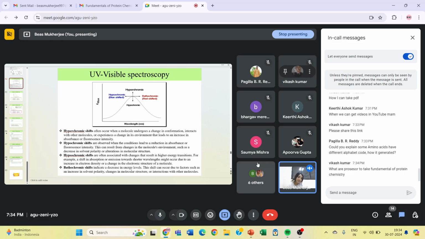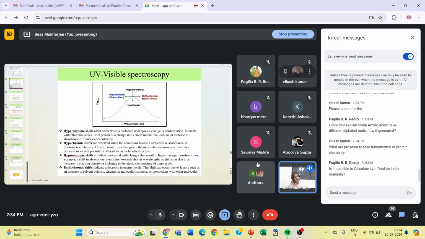Which professor takes fundamentals of protein chemistry? Professor Swagata Dasgupta from the Department of Chemistry, IIT Kharagpur. She is the professor who takes your class. Okay, you can go to her lectures. You can always go through the lectures. Whatever she teaches and whatever assignment questions are there, I make the PPT based on that.